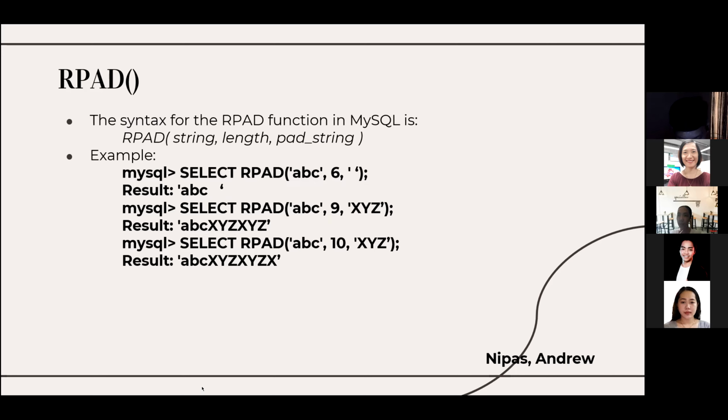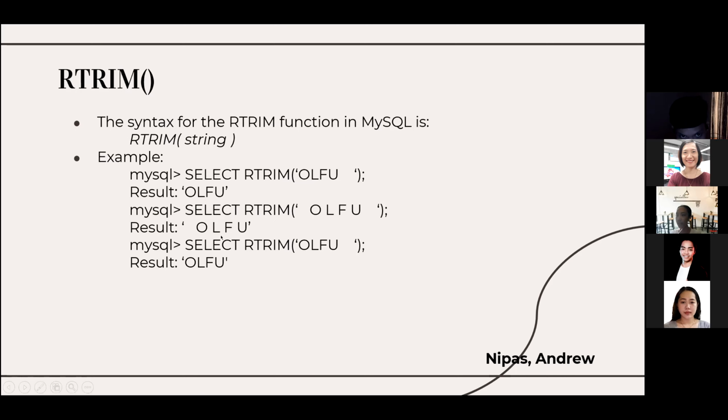So next slide. Okay, RTRIM. RTRIM is just the right trim, which will trim the right side of the string given by the user. Our given string is full of white spaces here. Then it will just trim the string, so our output will be without the white spaces here. They will be removed.